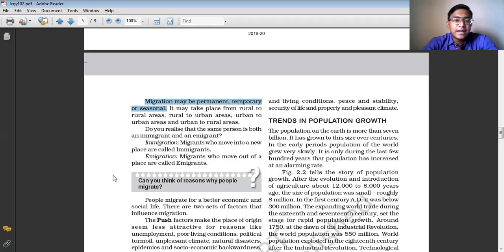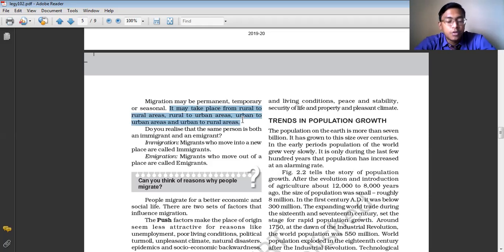And this migration of the people sometimes takes place from rural to urban areas, sometimes from rural to rural areas, sometimes from urban to rural areas, and sometimes from urban to urban areas. So these are the different streams of migration, or you can say these are the different streams of internal migration.